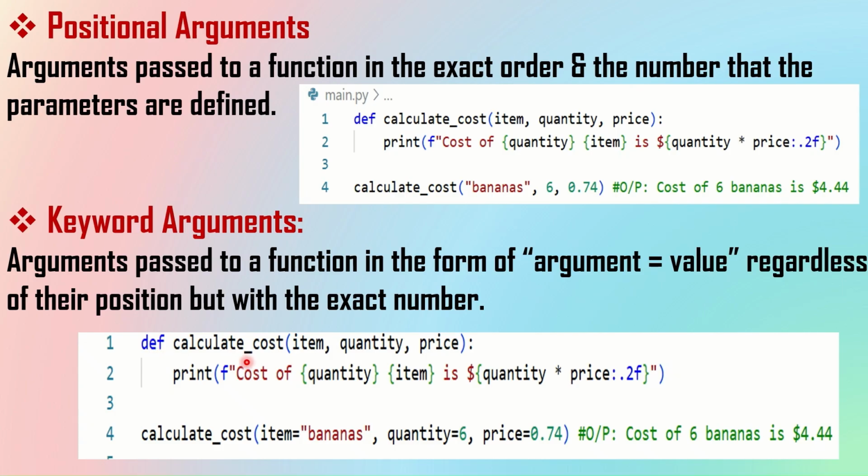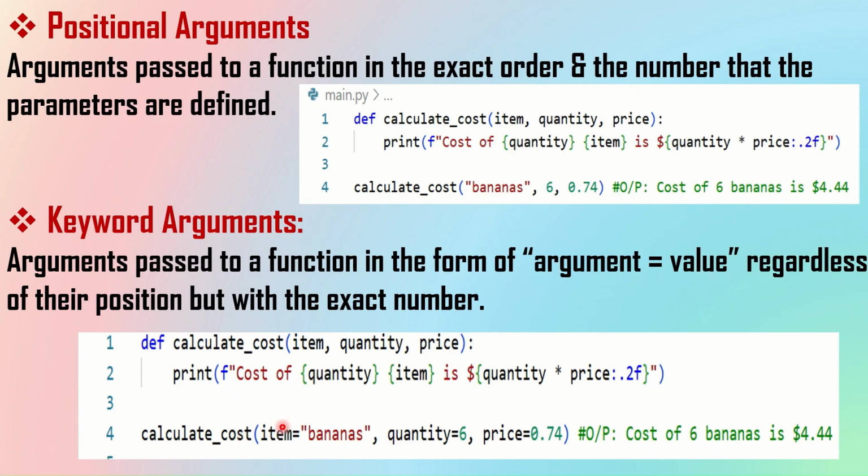Now let's see the example here. In this example, I have defined the same function, named calculate_cost. This function takes three parameters: item, quantity, and price, in the order of item first, quantity second, price last. Inside this function, I was calculating the cost of the item by multiplying the quantity with price. While making a function call here, I have defined the values like this: item equals bananas, quantity equals 6, and price equals $0.74.